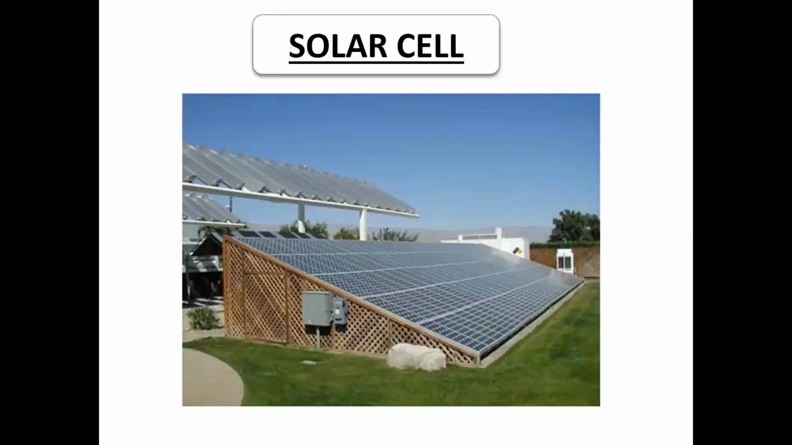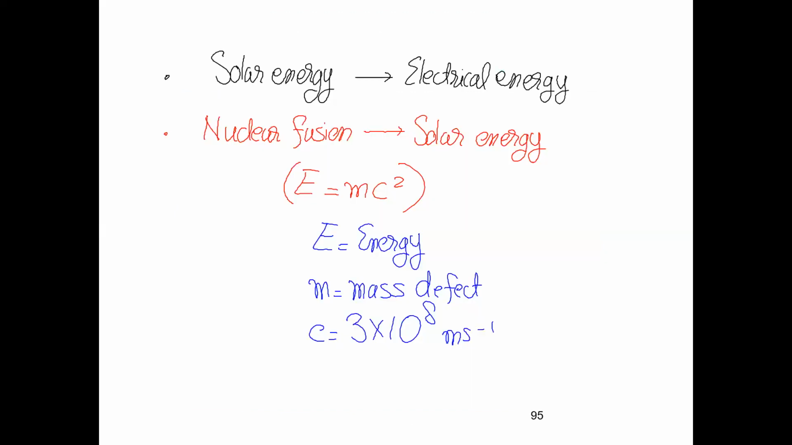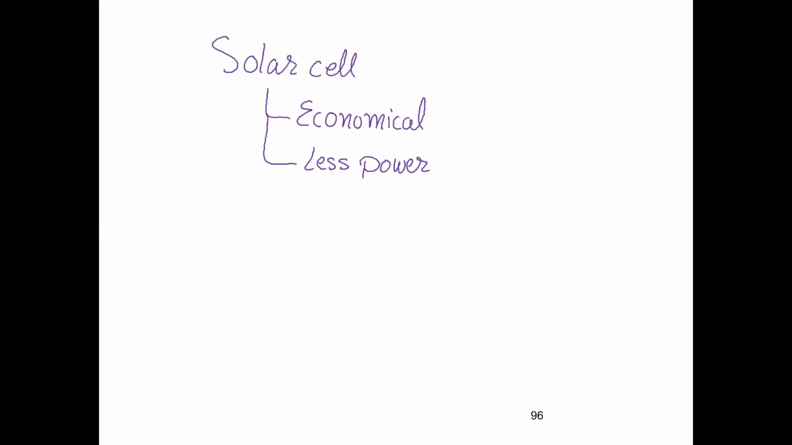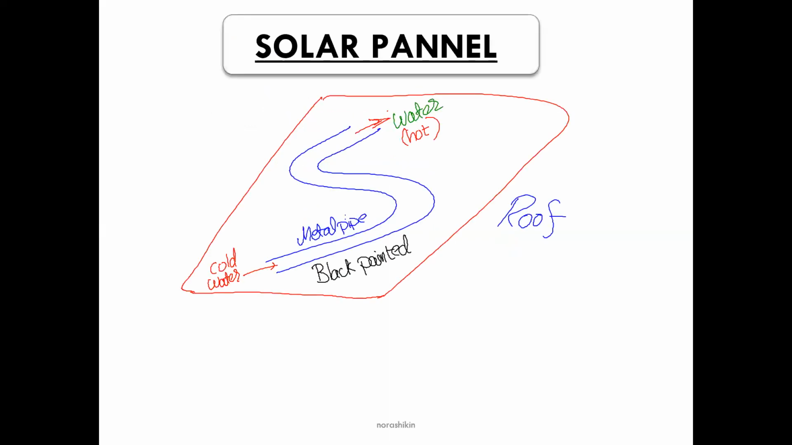Now, this is solar cell. This is an oral thing to remember. A solar cell converts solar energy into electrical energy, and nuclear fusion is there. Solar cells are very economical, and nowadays you must have heard in Pakistan a lot about solar cells. Many people are using them.